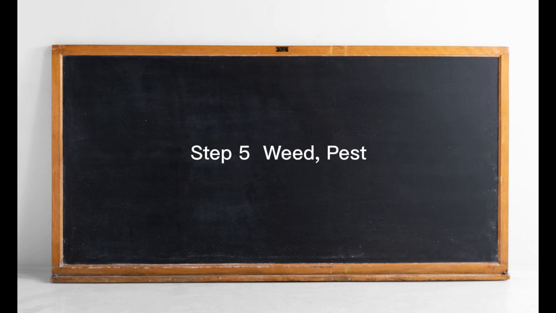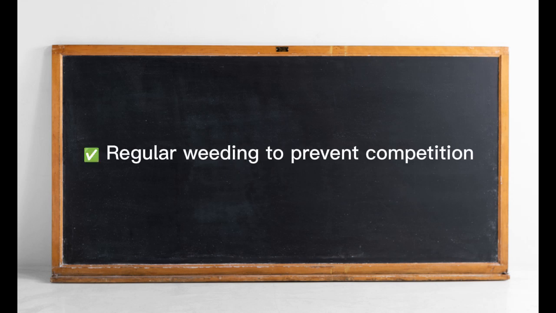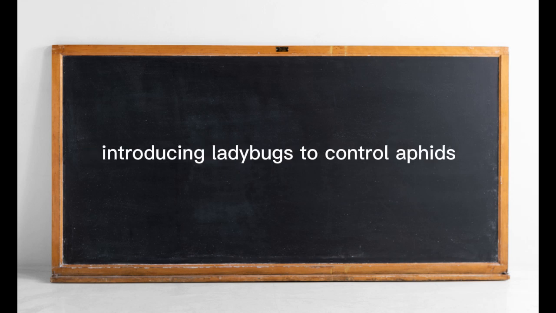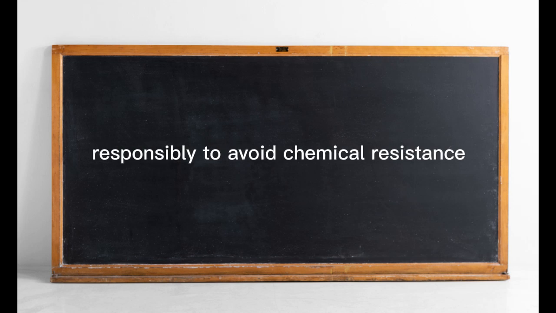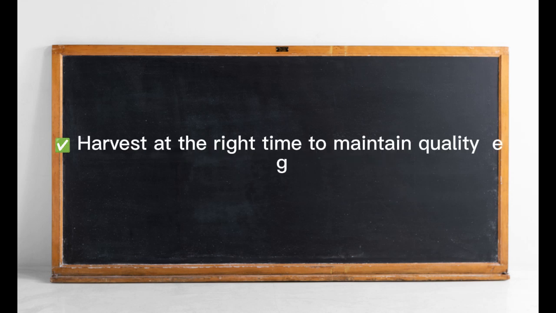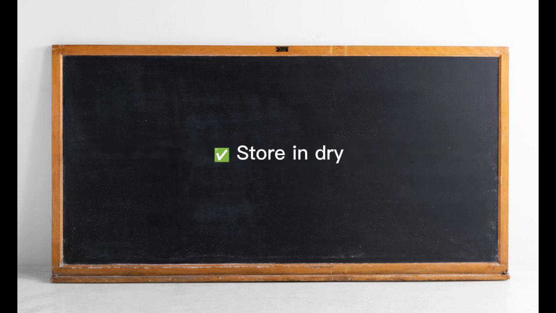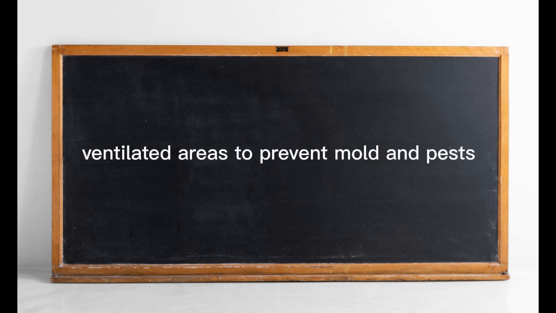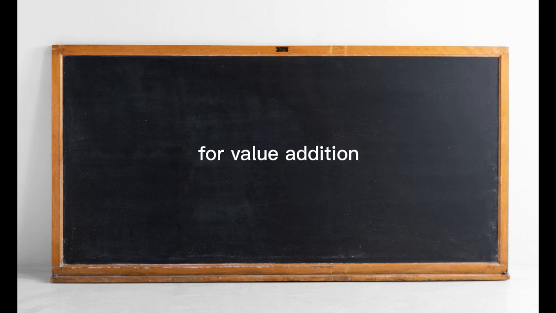Step 5: Weed, pest, and disease control. Do regular weeding to prevent competition. Use biological pest control, and apply herbicides and pesticides responsibly to avoid chemical resistance. Step 6: Harvesting and post-harvest handling. Harvest at the right time to maintain quality. Store in dry, ventilated areas to prevent mold and pests. Process crops for value addition.